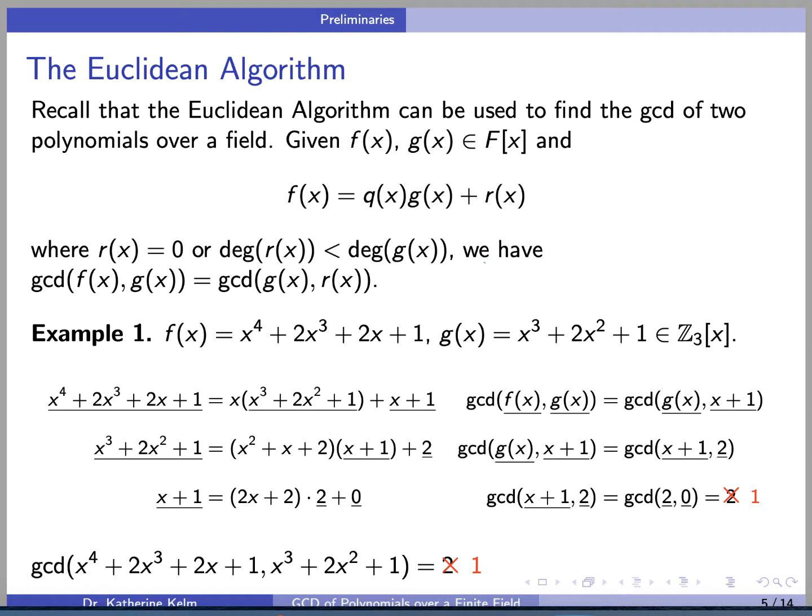As a quick example, consider f(x) equals x to the fourth plus 2x cubed plus 2x plus 1, and g(x) equals x cubed plus 2x squared plus 1, considered as polynomials with coefficients in Z_3. We will go through examples in more detail later. You should feel free to pause the video and work through the details of this one yourself before going on.